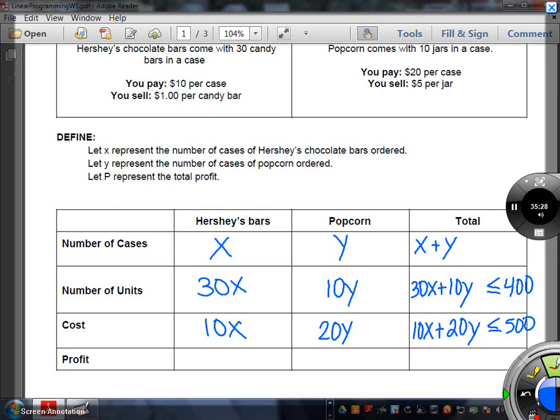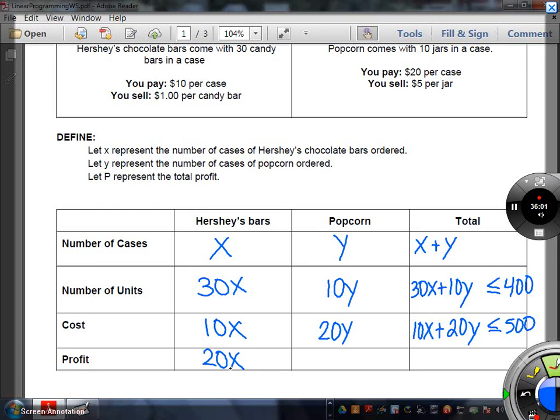Now our profit. How much profit do we make on each case of Hershey bars? We sell at $1 per bar, which means we get $30 back, but that's not completely profit, because how much did we spend on the case? $10. So how much are we making in profit? $20. So $20 for every case of Hershey bars will be profit. And what about for our jars of popcorn?